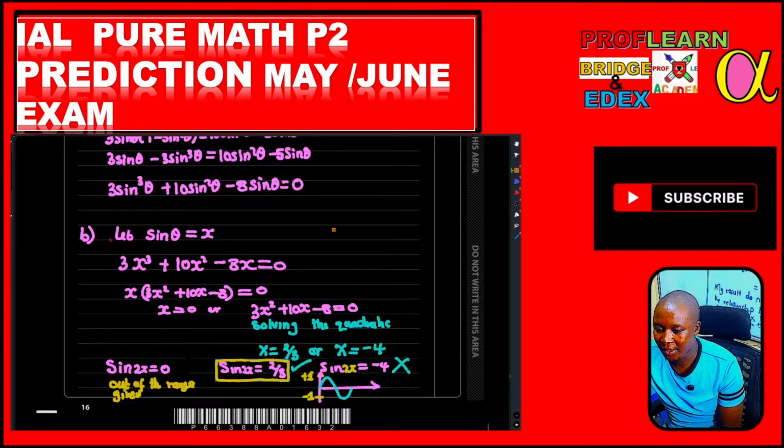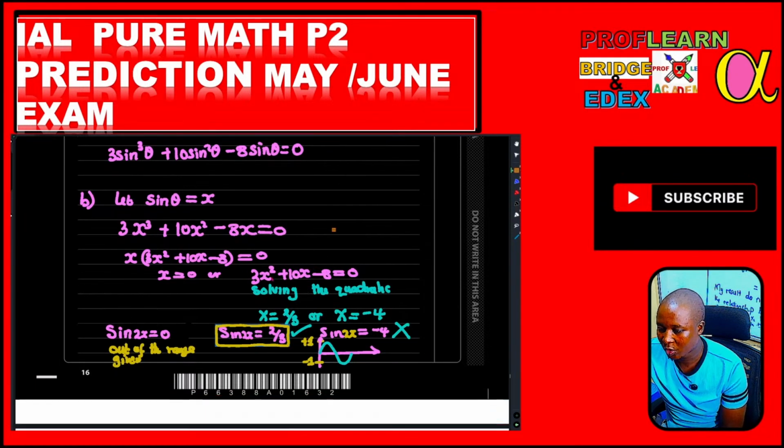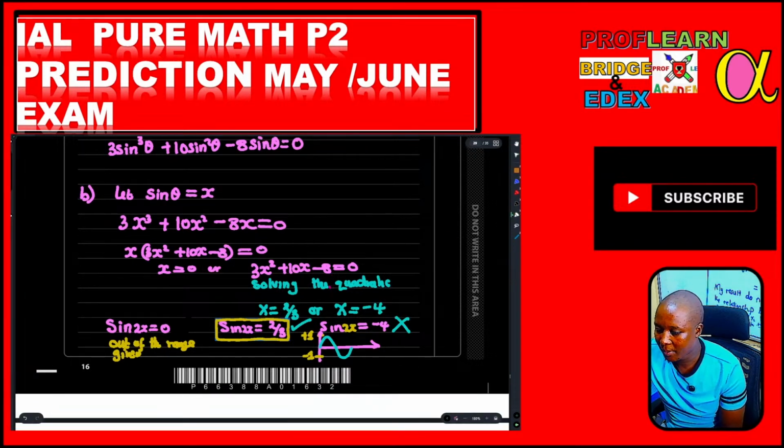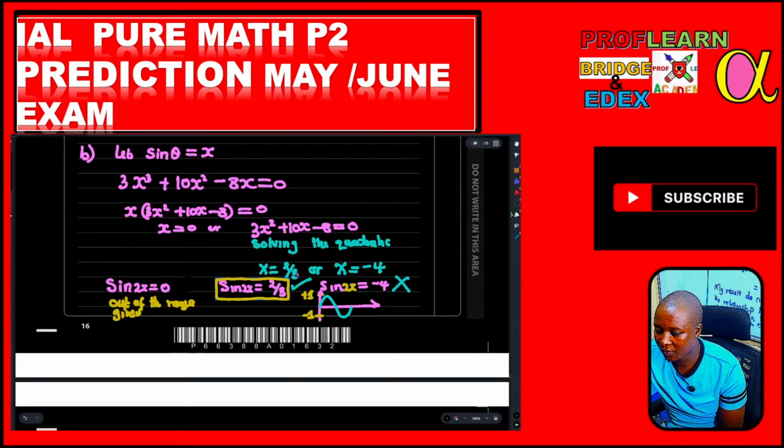So I decided to let it be theta first. Then we can say this is 3x cubed plus 10x squared minus 8x. I can factor x out. x will be equal to 0, or 3x squared plus 10x minus 8 also equals 0. Solving this quadratic equation that we have here, we get the value of x being 2 over 3, or x is negative 4.